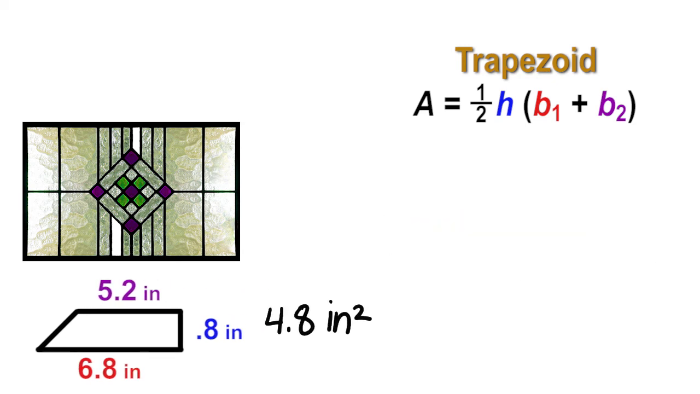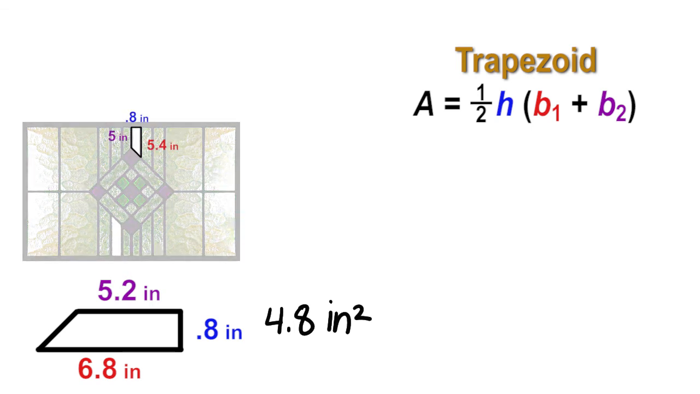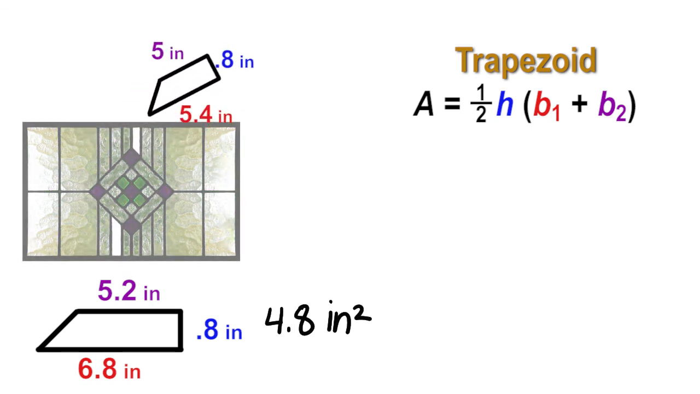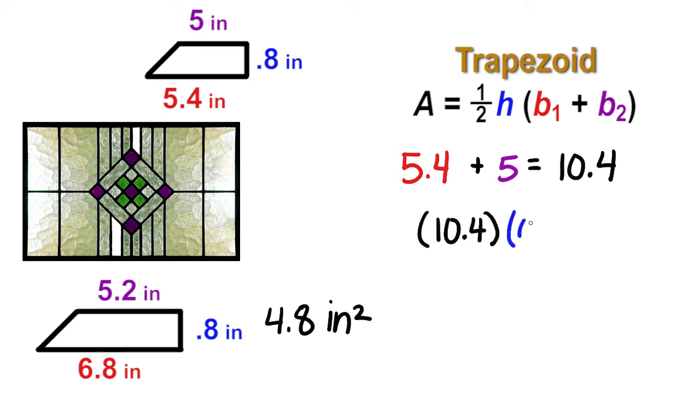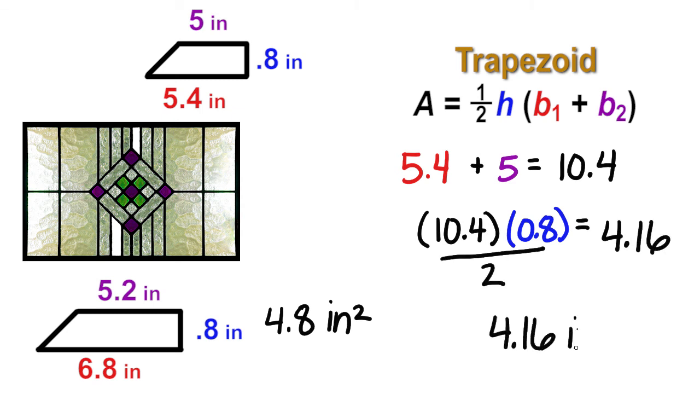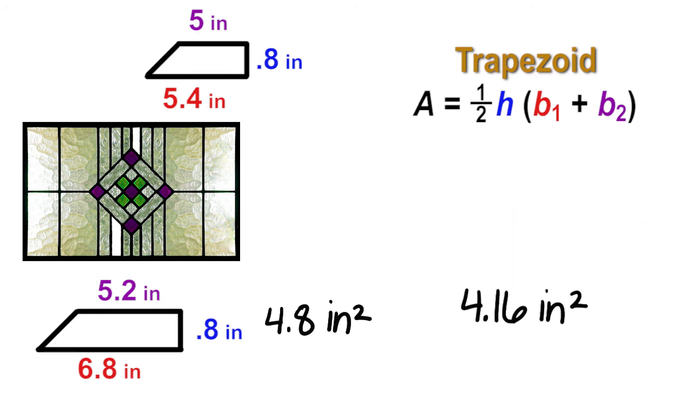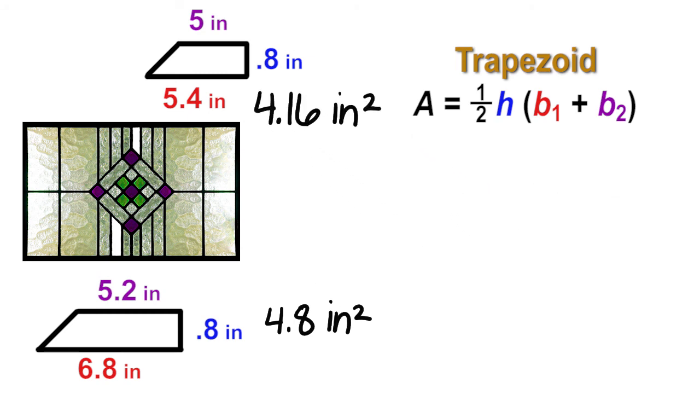We will use the same formula to find the area of pane B. Add base 1, 5 4/10, and base 2, 5 inches, to get 10 4/10 inches. Then multiply the sum by the height of 8/10 and then divide by 2 to get 4 16/100. The area of pane B is 4 16/100 square inches.